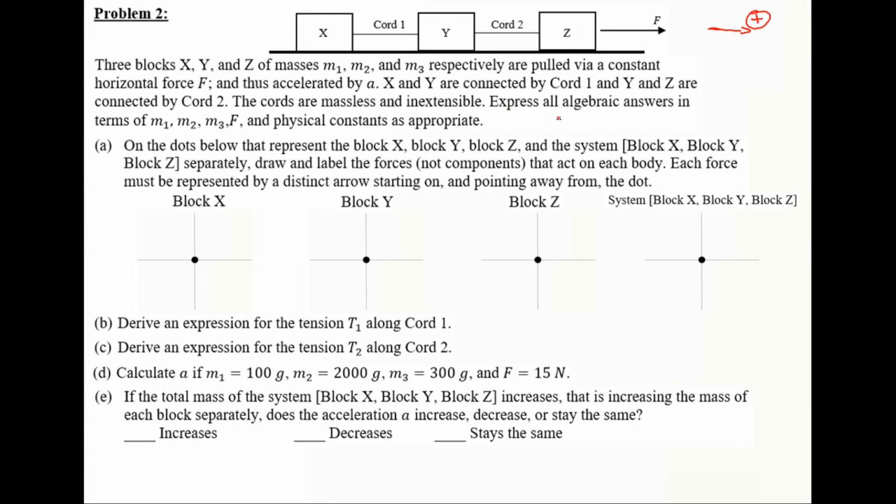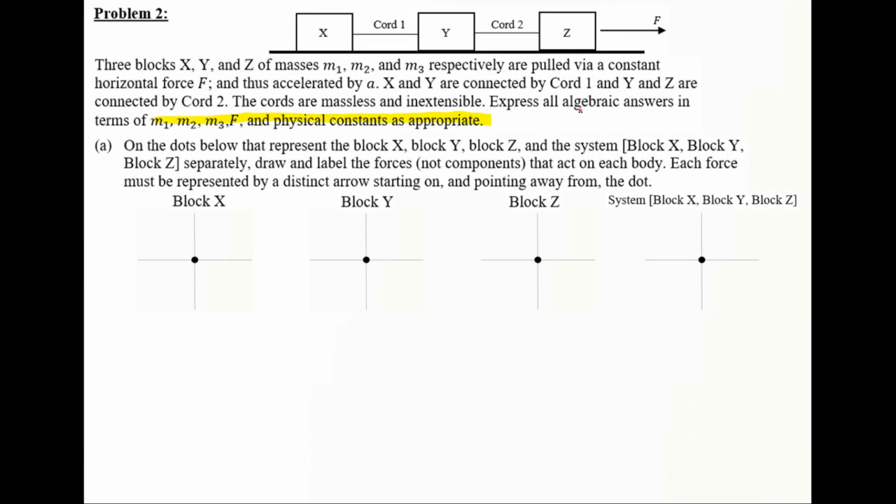And remember to express all algebraic answers in terms of M1, M2, M3, F and physical constants as appropriate. Then whenever we need to derive an expression, we need to make sure that our expression is expressed in terms of these. Not totally, it might be partly. And in part A, we would be expected to be asked about the FBDs in order to utilize later Newton's second law. And here we can consider different configurations: X alone, Y alone, Z alone, or the system combined.